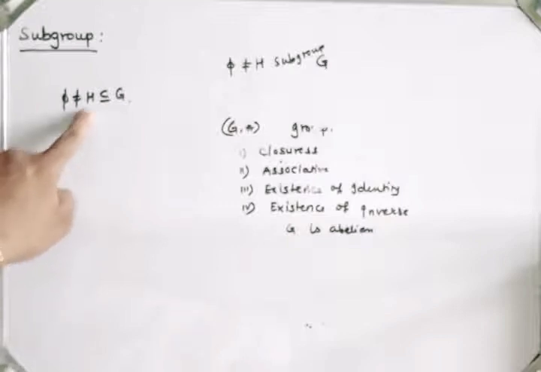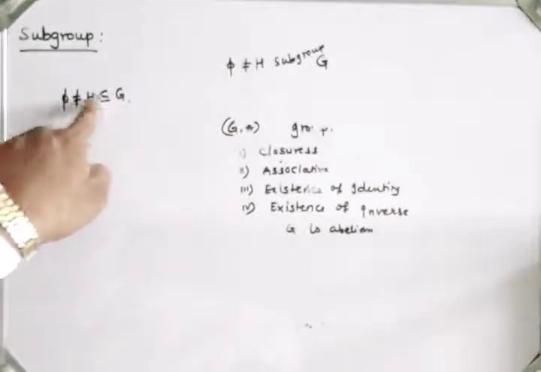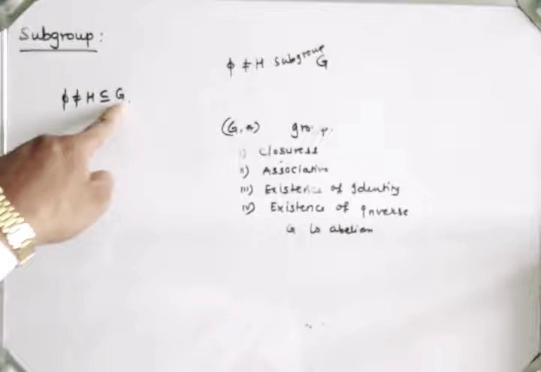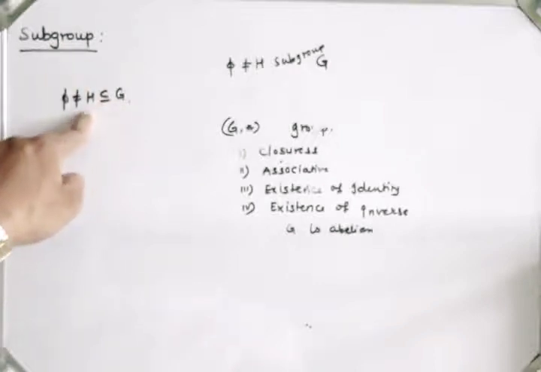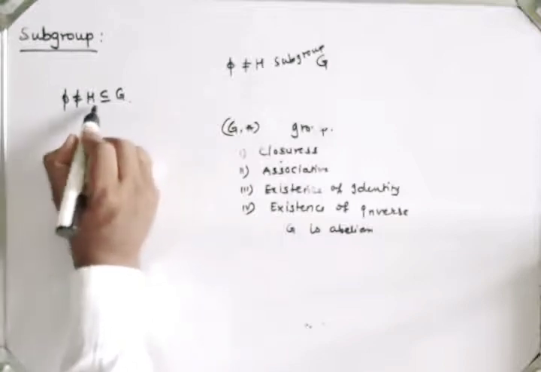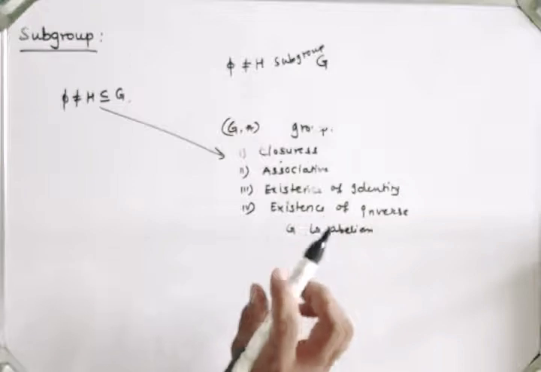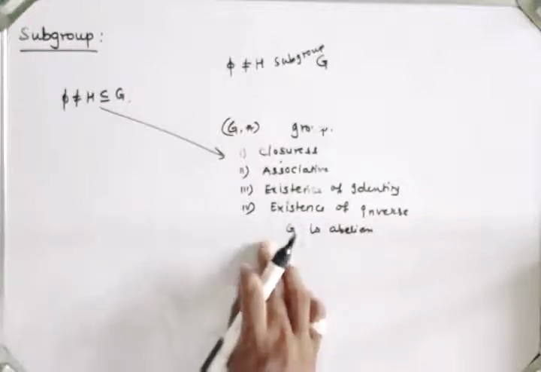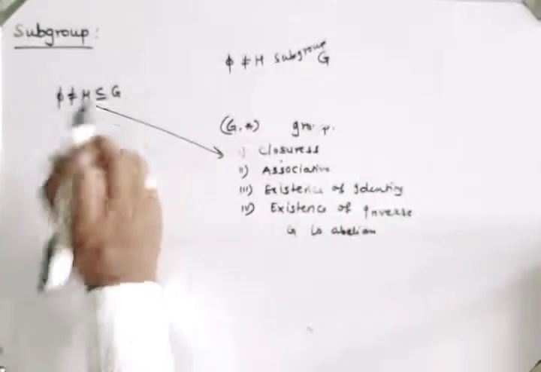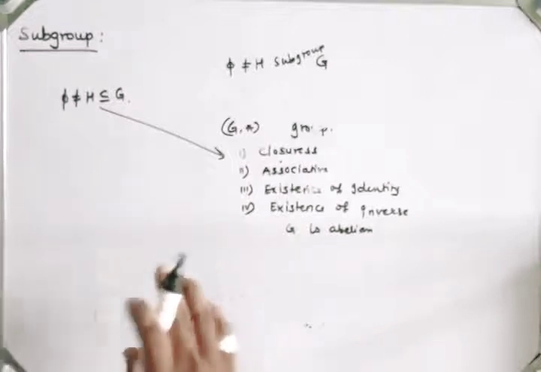What is the condition? H should be non-empty and a subset of G, and H itself forms a group. Then we say that H is a subgroup of G, meaning H should satisfy all these four conditions: closure, associativity, existence of identity and existence of inverse. Then we say that H is a subgroup of G. So let's see the definition.